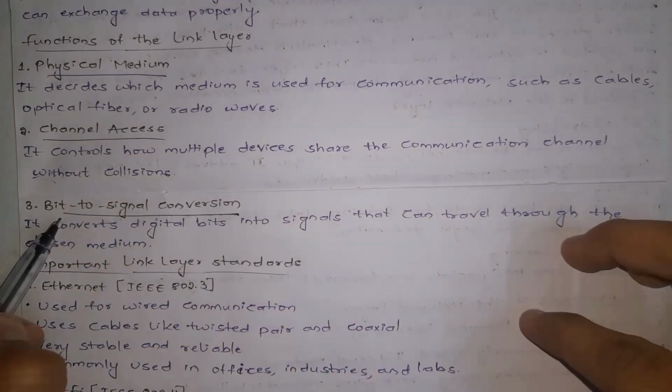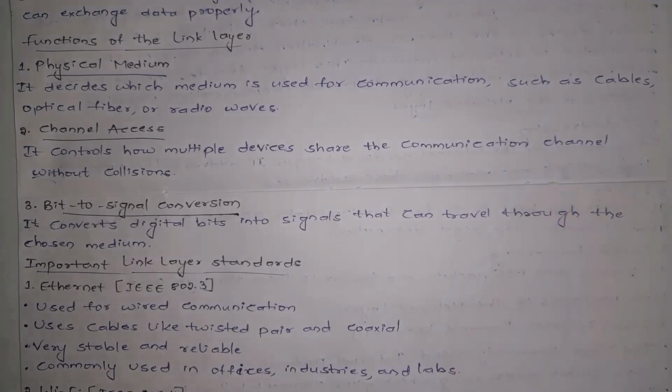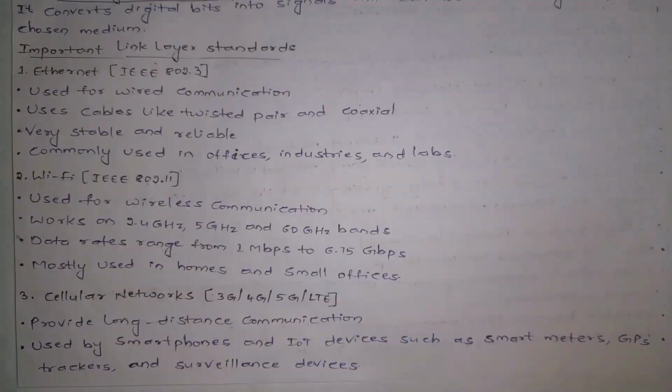And the third one is bit to signal conversion. Yes, the link layer will convert bits, that is, in the form of zeros and ones, into signals like electric signals, light signals, radio waves, etc. These are the 3 functions of the link layer. Next I will explain important link layer standards.